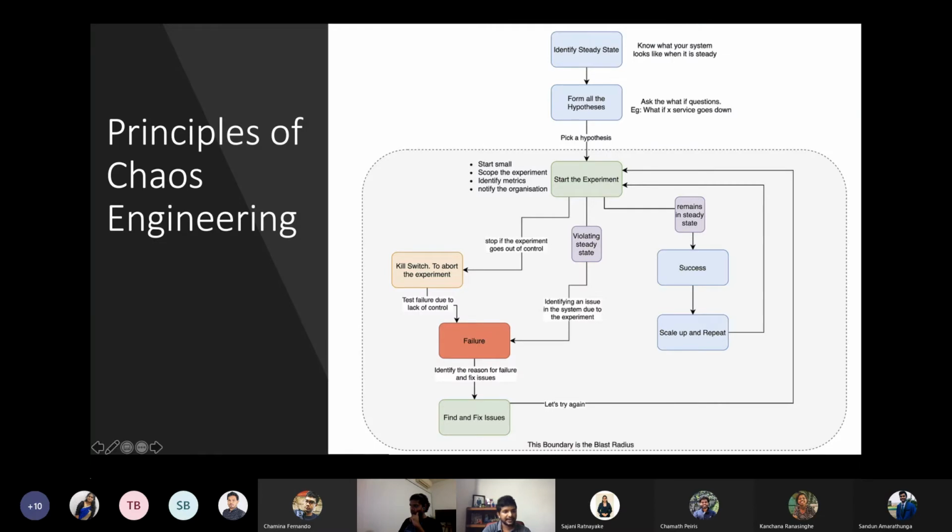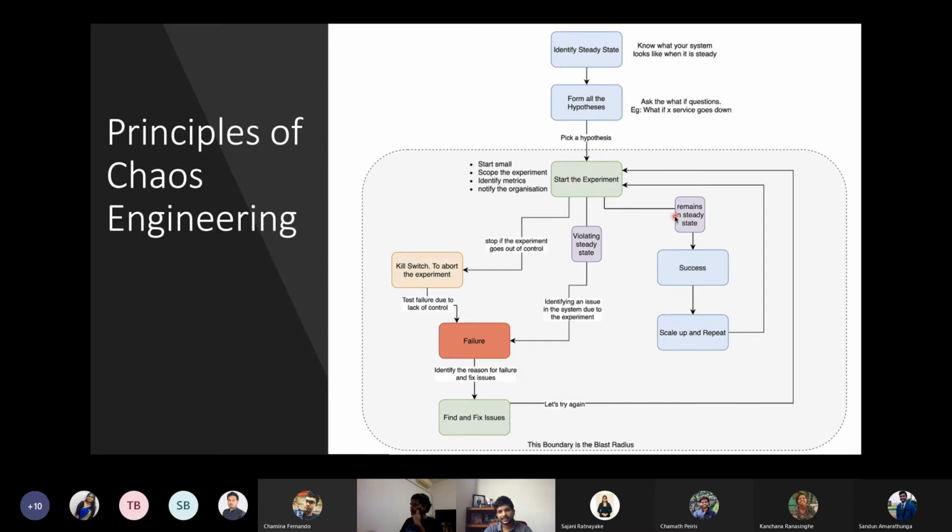And so, this is the diagram. Let me take a laser pointer and point this out. If you have a look at this diagram, at the first step, you need to identify the steady state. And then with time, you need to form all the hypotheses that you can bring up. Ask the what-if questions. What if the X service goes down? Things like that. With that, you have to pick one of the hypotheses and start the experiment.